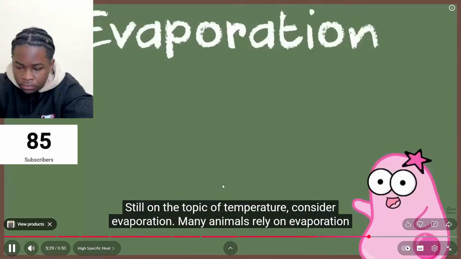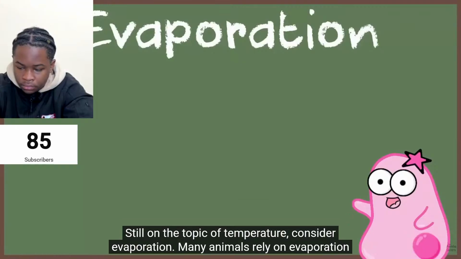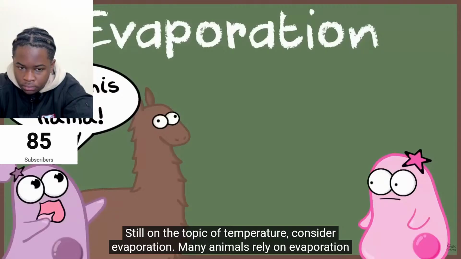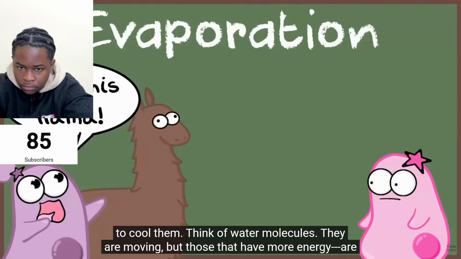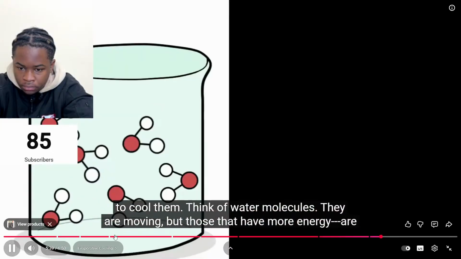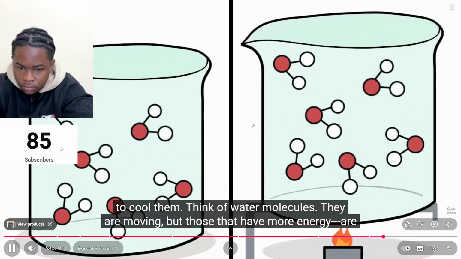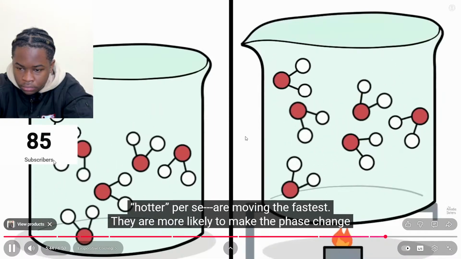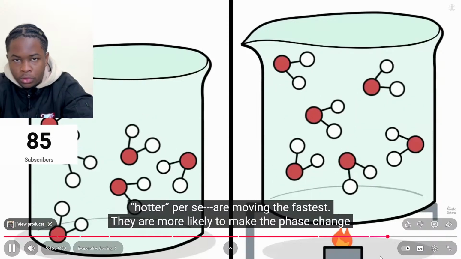Now, still on the topic of temperature, consider evaporation. Many animals rely on evaporation to cool them. Think of water molecules. They are moving, but those that have more heat energy are moving the fastest. And they're the more likely molecules to make the phase change to gas.